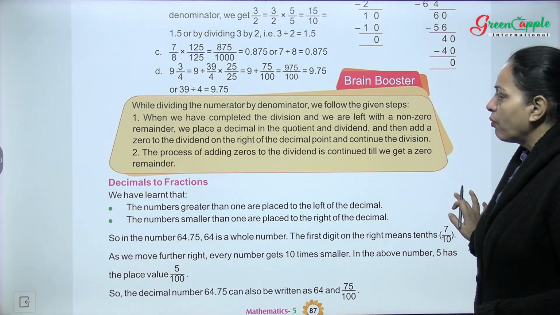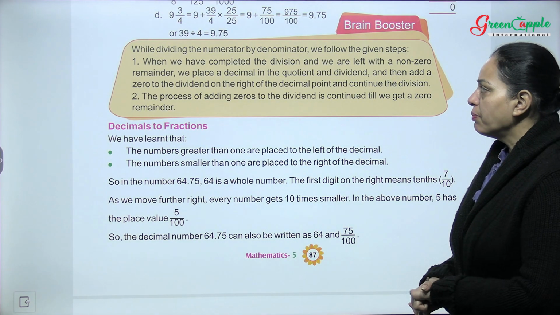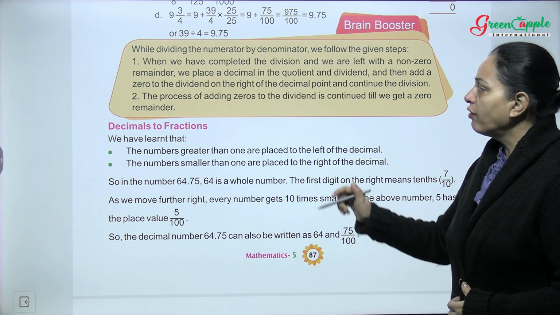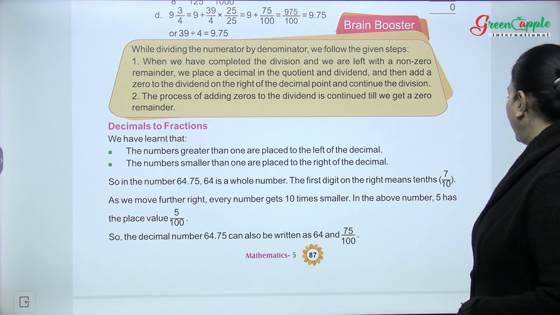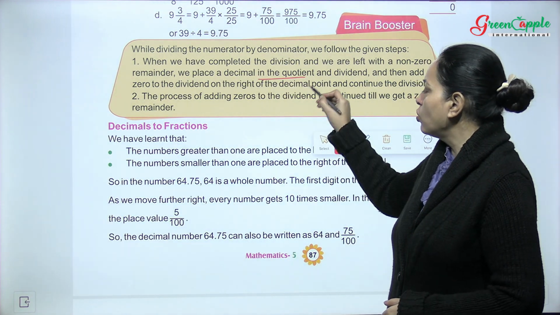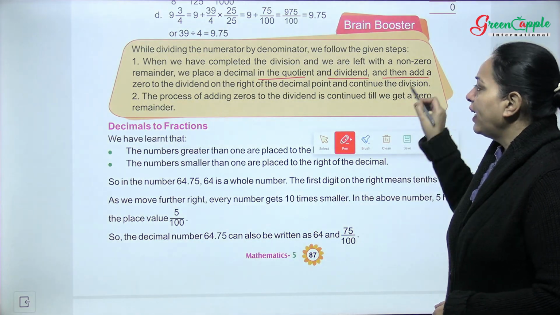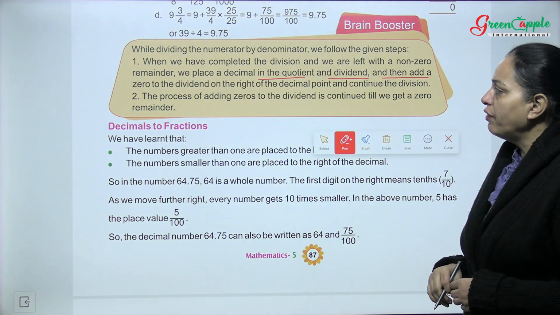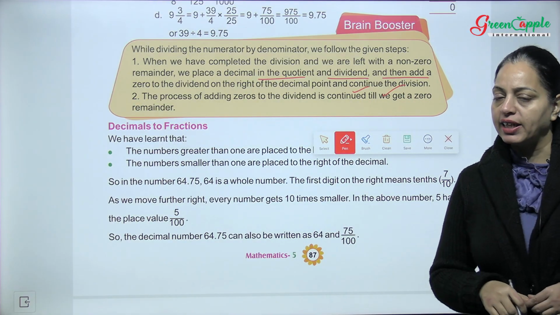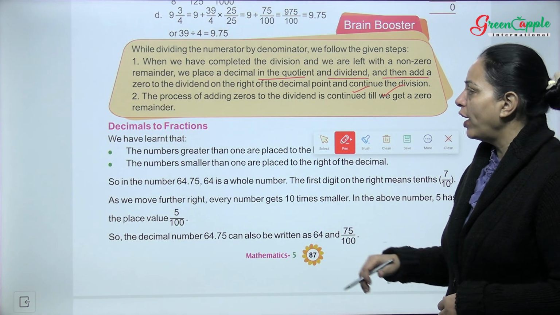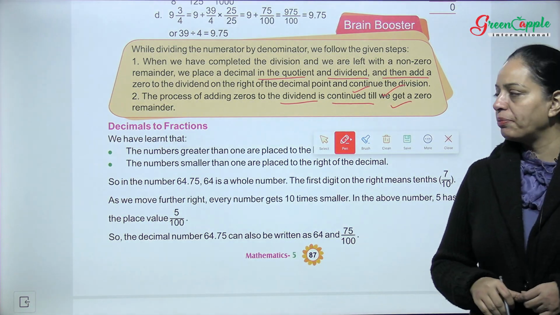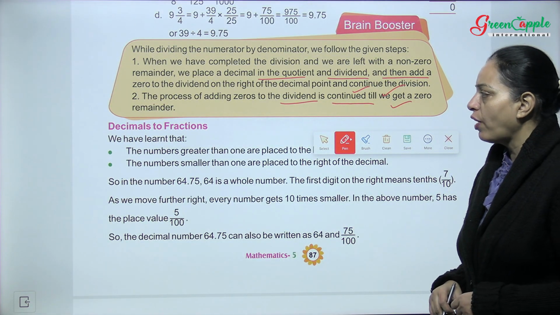Now, brain booster: while dividing the numerator by the denominator, we follow the given steps. Step 1: when we have completed the division and we are left with a non-zero remainder, we place a decimal in the quotient and dividend and then add 0 to the dividend on the right of the decimal point and continue the division. The second: the process of adding zeros to the dividend is continued till we get a zero remainder.